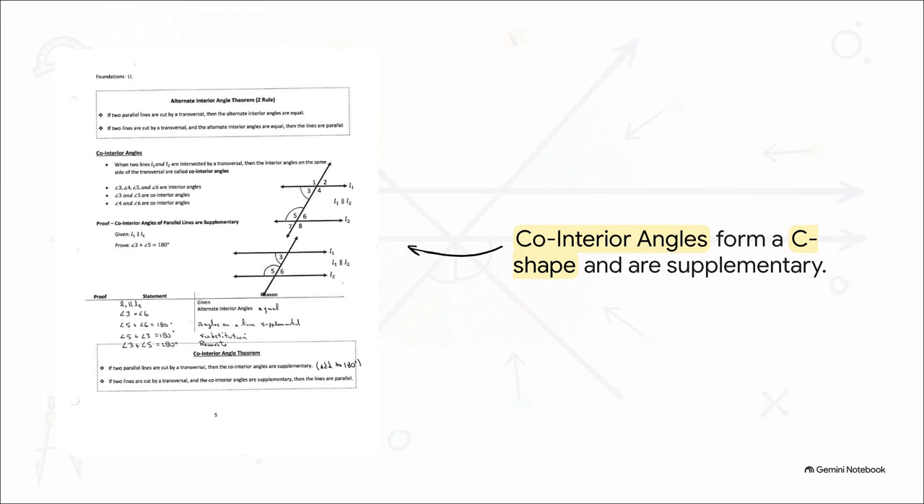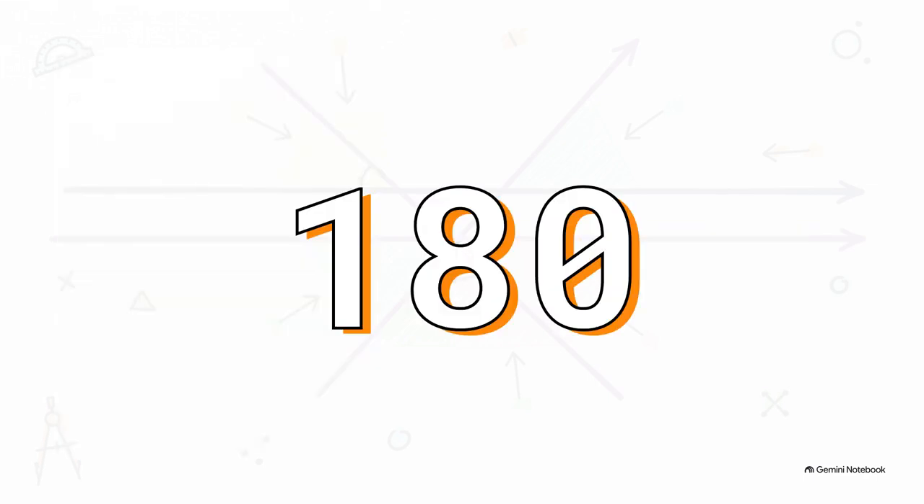Consecutive interior angles, also known as co-interior angles. You can remember this visually as the C-shape rule. We're looking at angles inside the parallel lines, but this time on the same side of the transversal, like angles 3 and 5. Unlike the Z rule, these angles are not equal. Instead, they're supplementary teammates. That magic number is 180. The math here is absolute and unavoidable.